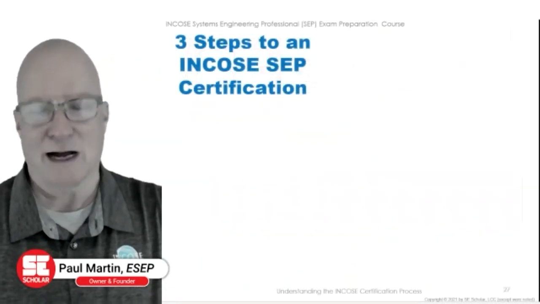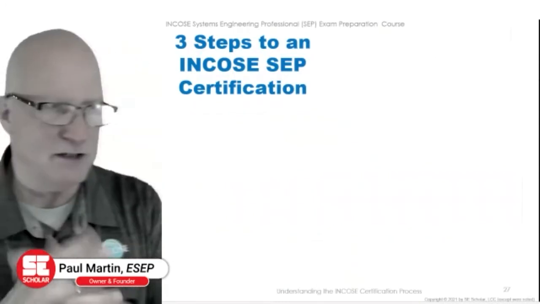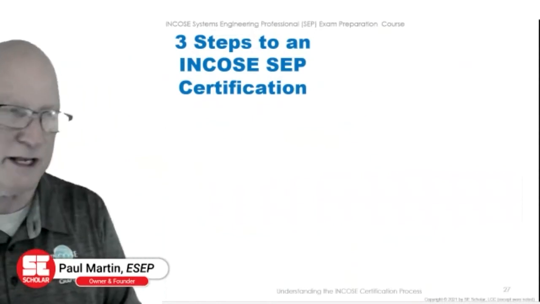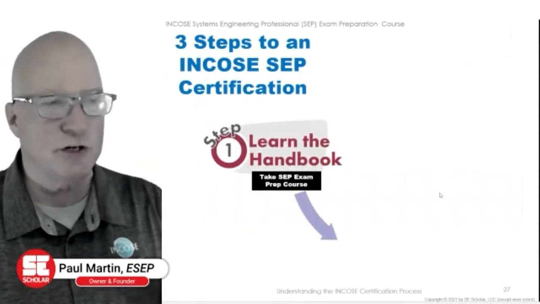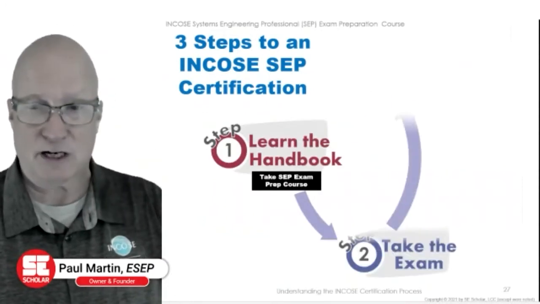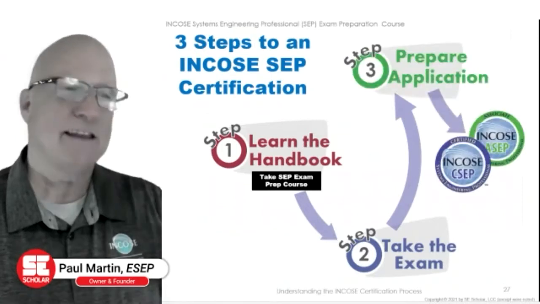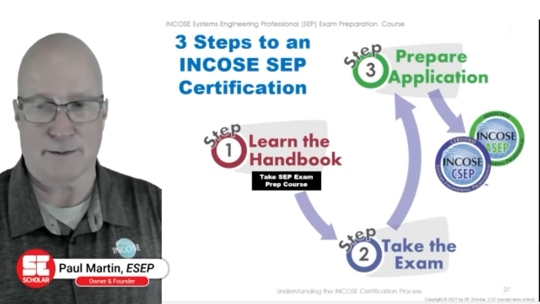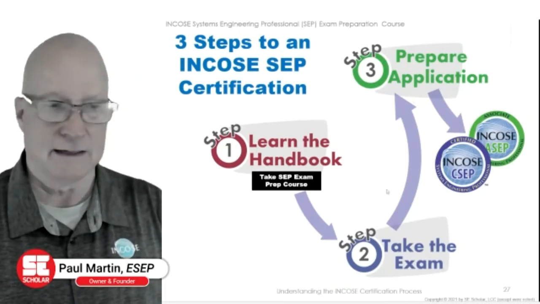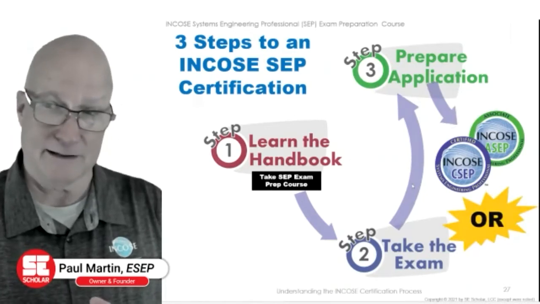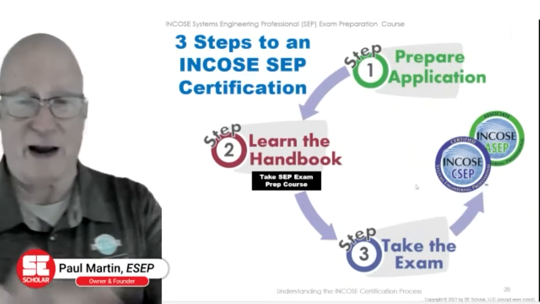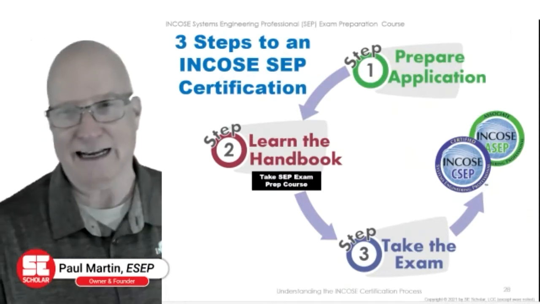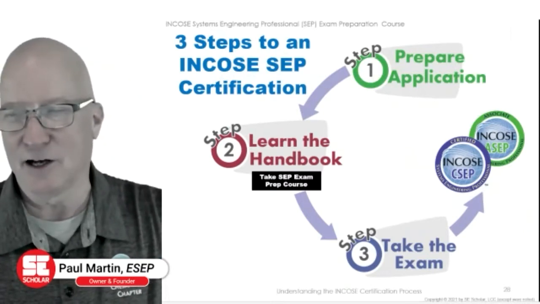Now, what is the process? I like to think of it as 3 steps. I used to have a nice simple 3 steps. They've kind of changed it, and I'll explain what that means. Number 1, you could learn the handbook, take the exam, then fill out your application, submit it, and get your certification, be it CSEP or ASEP. That's one way to do it, okay? The other way is to flip it around: prepare your application, learn the handbook, take the exam. I'm finding it's a lot easier for me to go through that way.